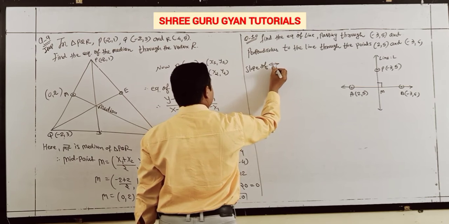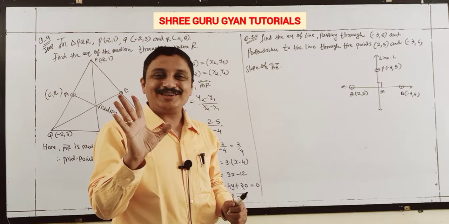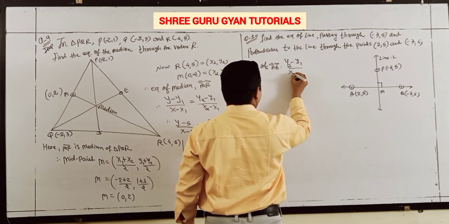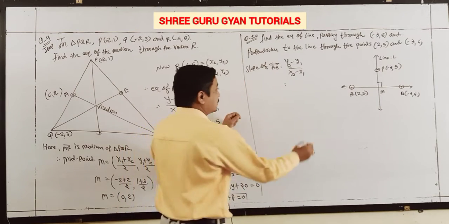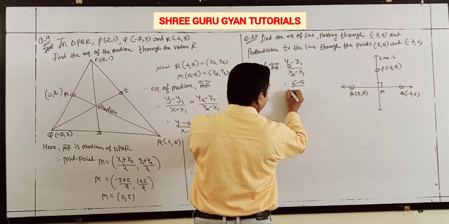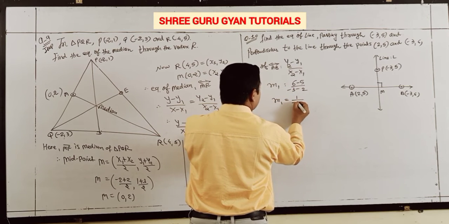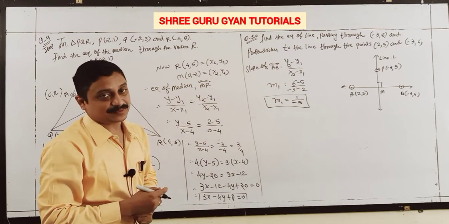You know students, there are 4 definitions of slope. I am going point-wise: (y2 minus y1) by (x2 minus x1) for A and B. That is (6 minus 5) by (-3 minus 2). Their slope, call it m1, is 1 by minus 5. (6 minus 5) by (-3 minus 2).